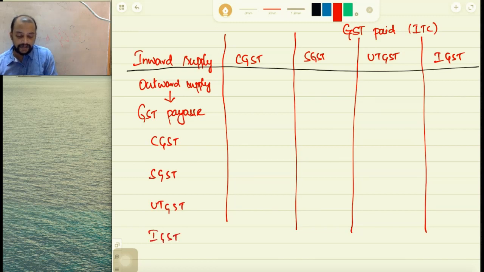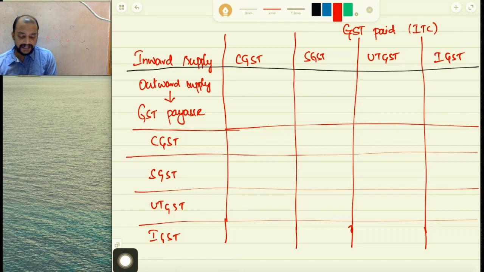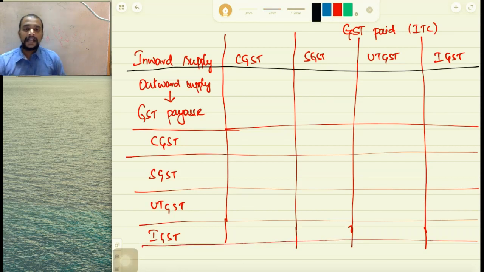And no need to make note, I am just writing this to explain the concept. Now we have a 20 cell matrix here. On inward supply we have paid some GST, on outward supply we have paid some GST. Now, can CGST credit be used for payment of CGST liability? Yes. Can CGST credit be used for payment of SGST liability? No, that is not possible.